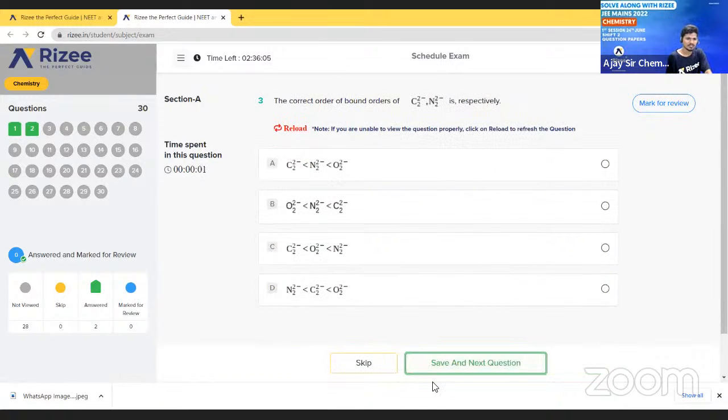So what is the next question? This question is very simple. See here, just add in this option, O2 2 minus, add this. Then tell me what is the correct option. Bond order based question. This question is asked from chemical bonding, and it is a very simple question.